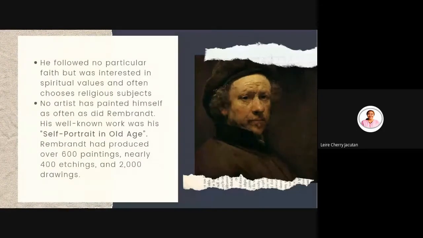So no artist has painted himself as often as did Rembrandt. So kilala siya sa pagpipaint ng kanyang sarili. So, mahusay siya doon sa self-portrait, paggagawa ng painting about himself. And ito nga yung isa sa mga sikat na painting niya. Yan, self-portrait in old age. And Rembrandt had produced over 600 paintings, nearly 400 etchings, and 2,000 drawings.